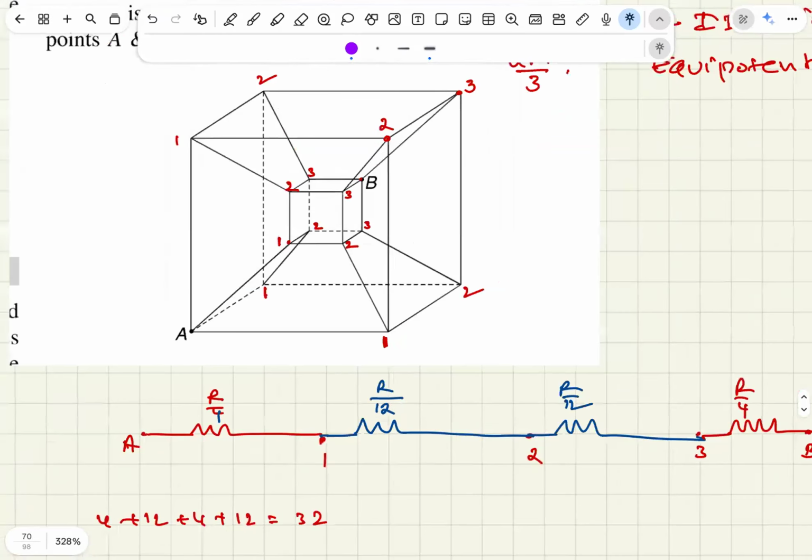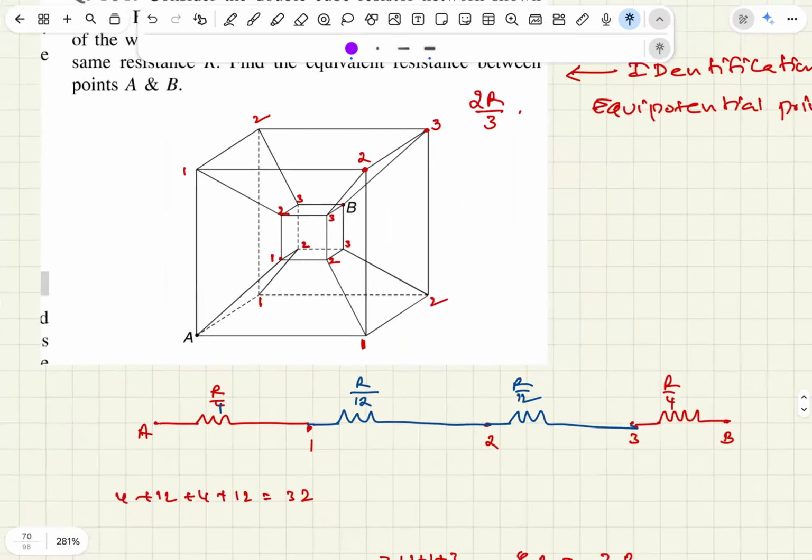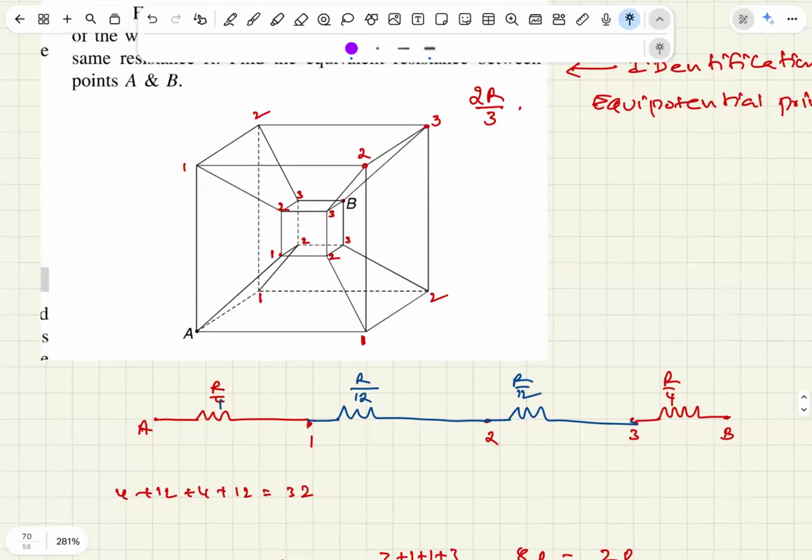There are only 3 points to identify: 1, 3. Now what is 2? Apart from this, whatever the points are there, they are 2. So therefore A to 2, 4 parallel, R by 4. B to 2, 4 parallel, R by 4. Now 1 to 2, 1 to 2. This is 1. 1 to 2, 1 to 2, 1 to 2, 4 parallel.